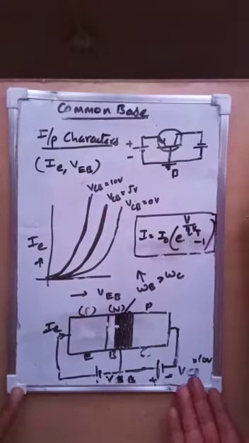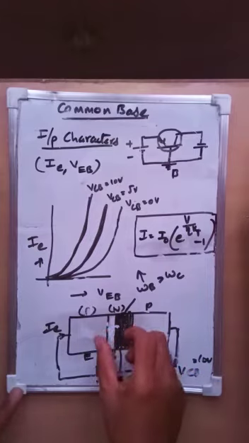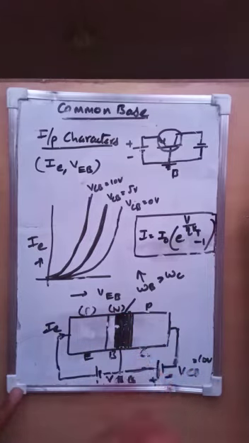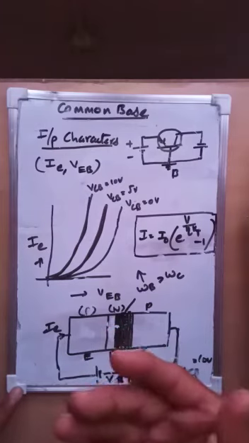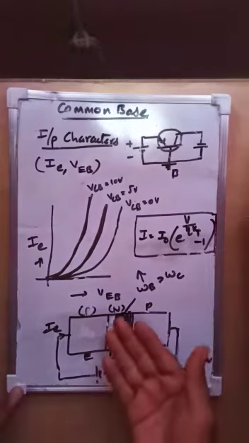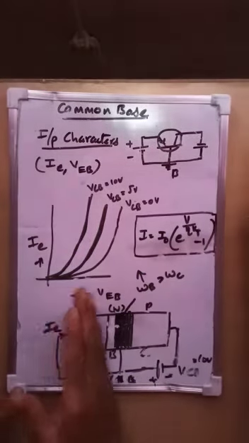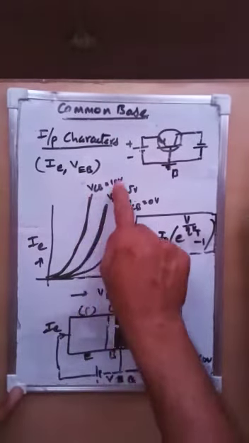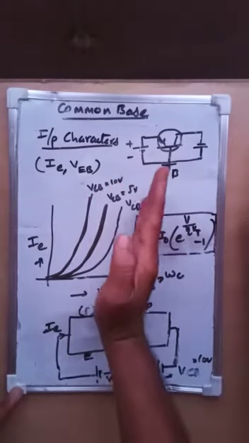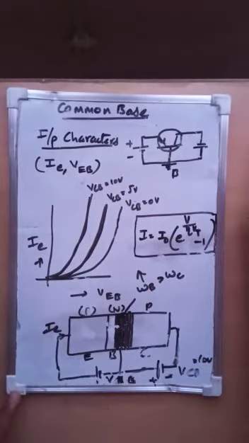But if VCB is still more, then the recombination in the base increases further. So the number of electrons available in the base decreases, the majority carrier electrons decrease, and a huge amount of holes are transferred into the collector. That's why more current flows when VCB is equal to 10. Thus the current is increased compared to the previous case.